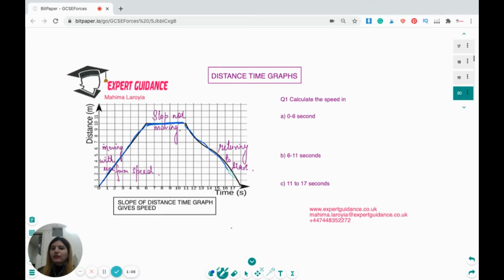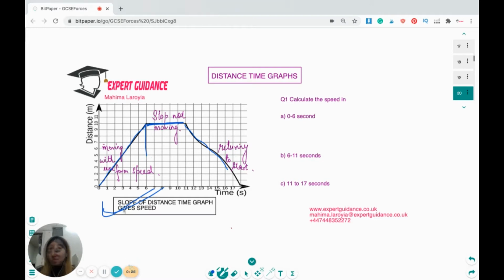So in the distance time graph, if you have a straight line passing through the origin, it means that the body is moving with uniform speed. If you have the horizontal, it means that the body is not moving. And if you have the distance going down, it means it is returning to the start position. And the slope of the distance time graph gives you speed. This is also a very important thing to remember, because in the graph, if they ask you to find the speed, we'll be finding the gradient of the line. How do you work out the gradient of the line? You take the difference between any two y points divided by the difference between the x points to work out the gradient.